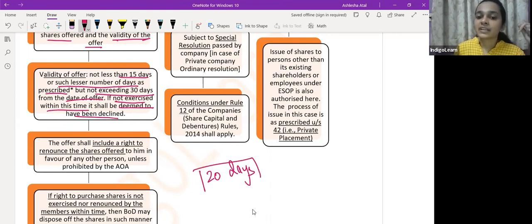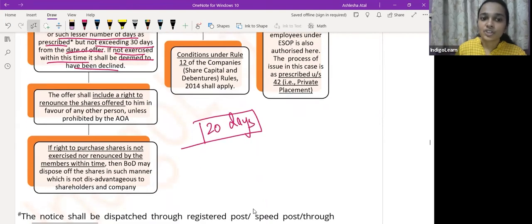So within these 20 days, the shareholder will have to either accept or renounce their right. If they are not doing any such thing, it will be assumed that you have declined the offer. अगर आप कुछ नहीं कर रहे हो, if you're not exercising your right within the validity period, then the offer shall be deemed to be declined.